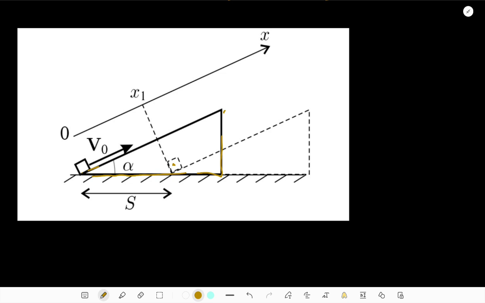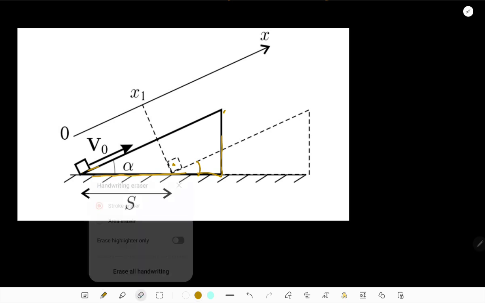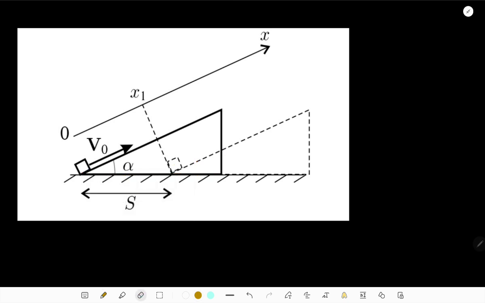So I'm playing with fire, and this angle is always alpha. Okay, fine. Now what can I do? What can I think? Let's remove all those things I have drawn and think freshly.